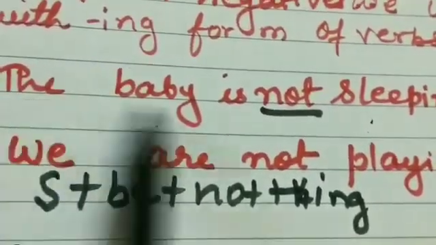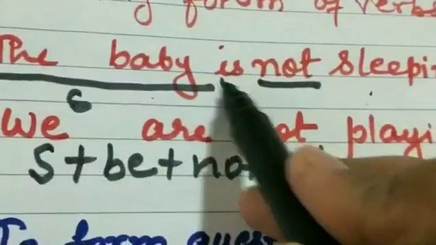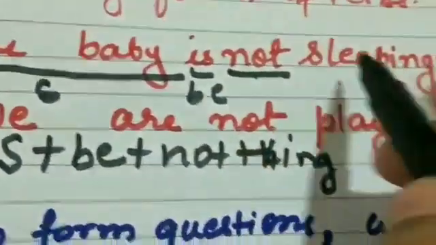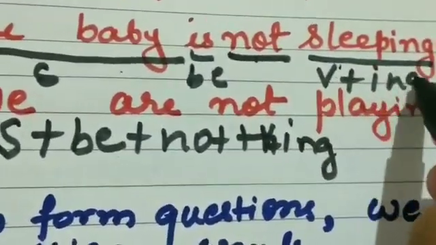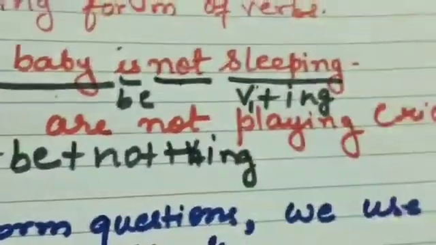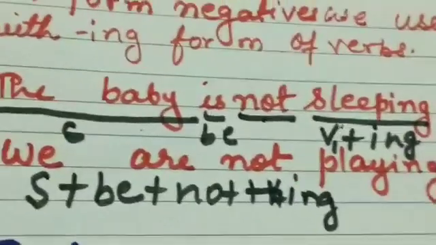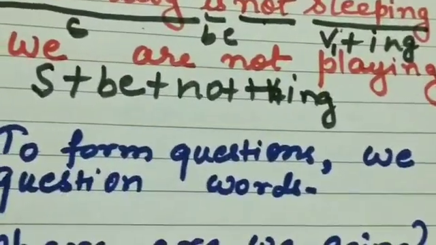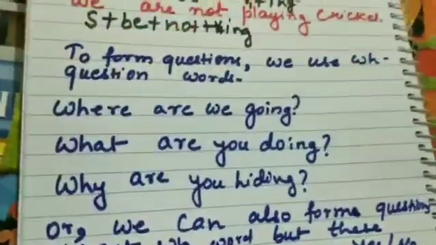So in the first sentence, the baby is the subject, then is is the be verb, and not is added before the verb plus ing. Sorry, V1, that is the base form of the verb sleep, plus ing, sleeping. So the baby is not sleeping. So the structure is subject plus be verb plus not plus V1 form plus ing.